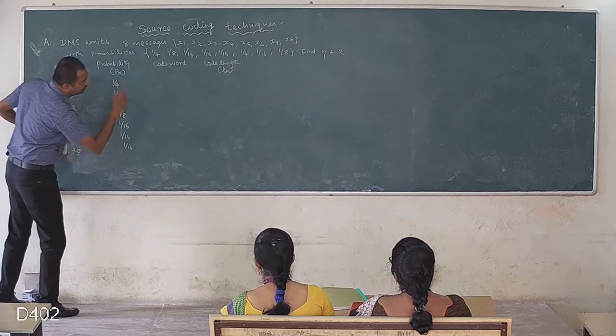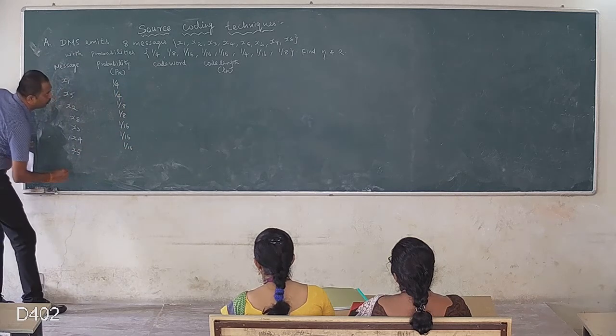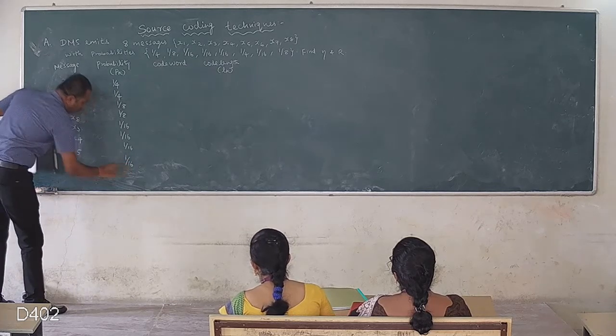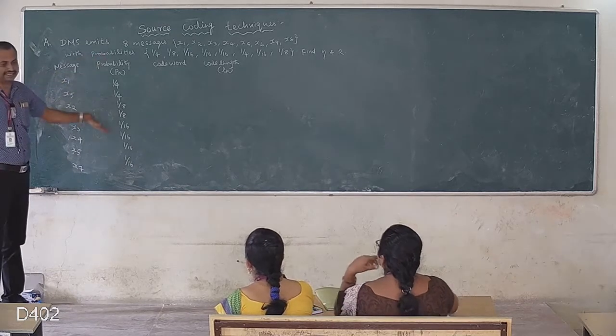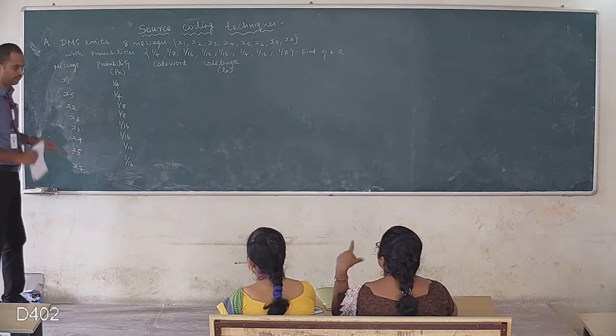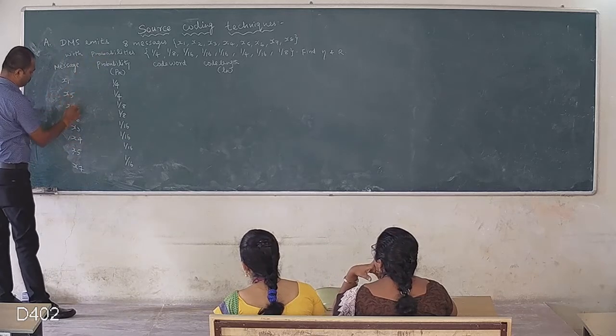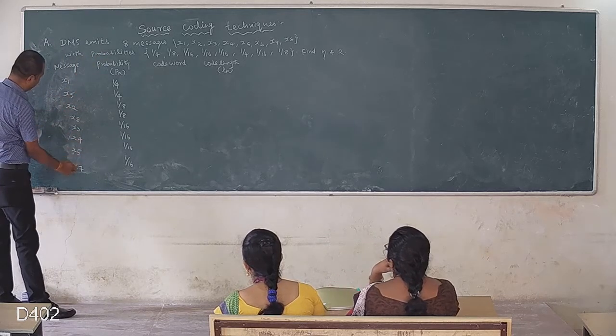And finally, x7 will have 1 by 16. So first, the messages are written in decreasing order of probability. Now, let me count it. There are 8 messages: 1, 2, 3, 4, 5, 6, 7, 8.